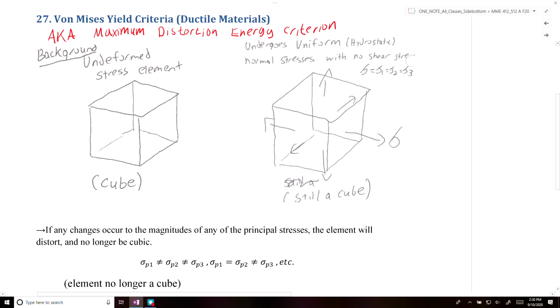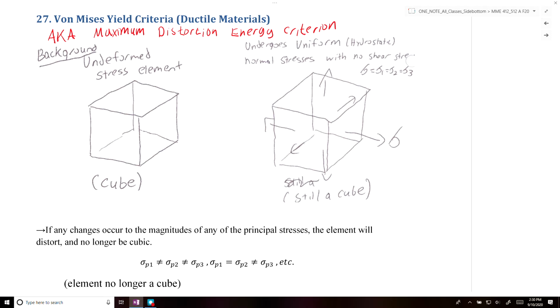In this video, we're going to discuss the von Mises yield criteria, which is also used for ductile materials. The von Mises yield criteria is also referred to as the maximum distortional energy criterion. It is based off of a concept called distortional energy. I'm going to introduce what that concept is, and then we're going to show how you can use that to predict failure within a component.